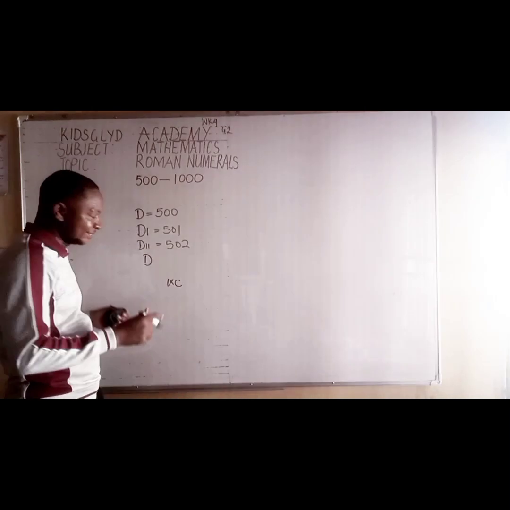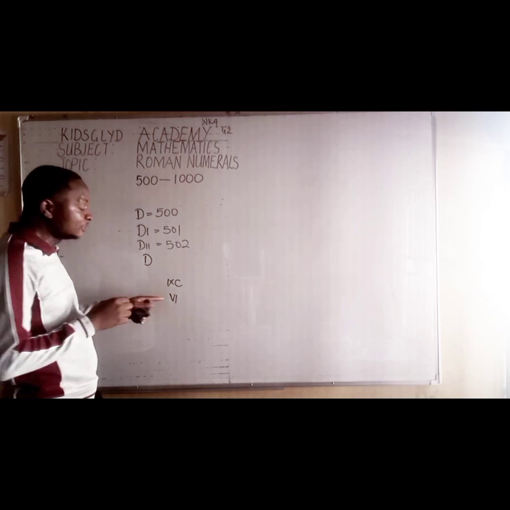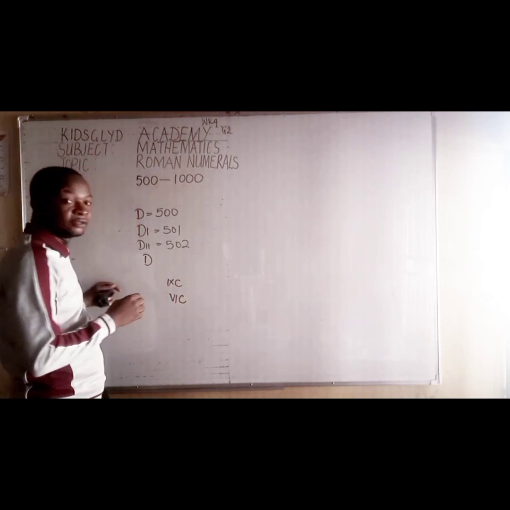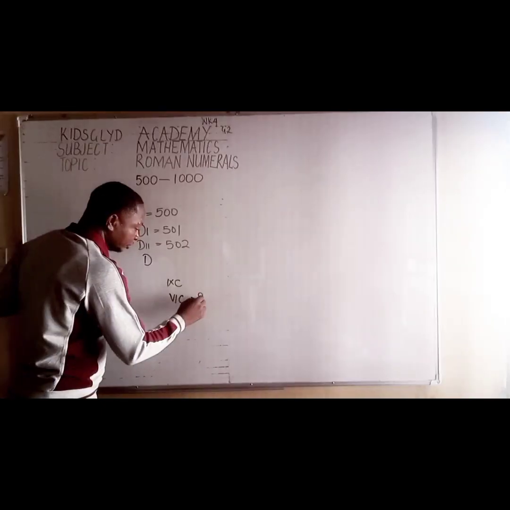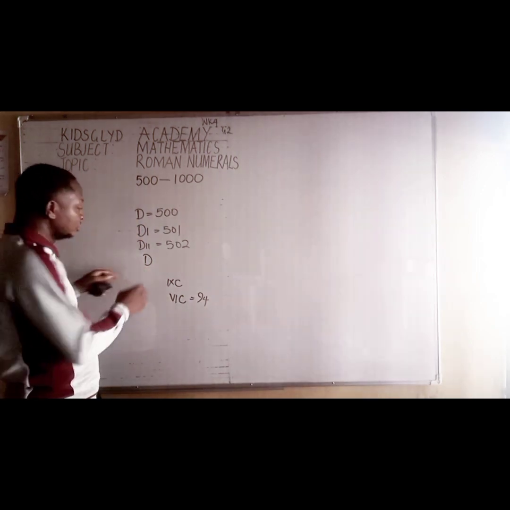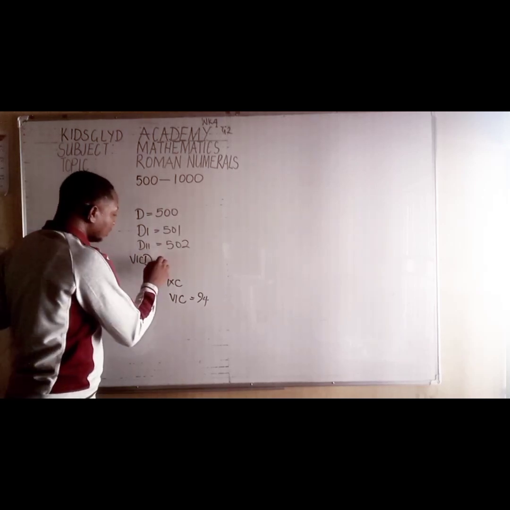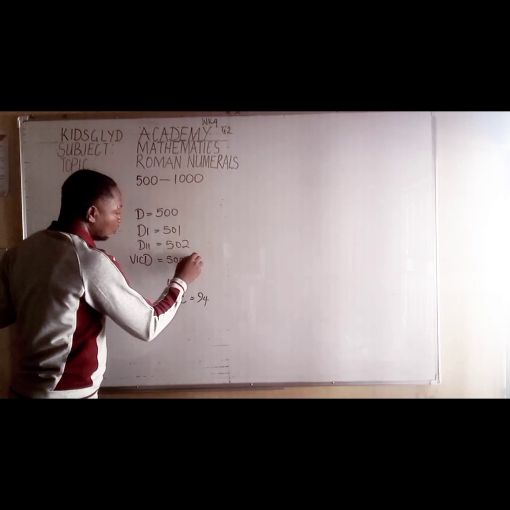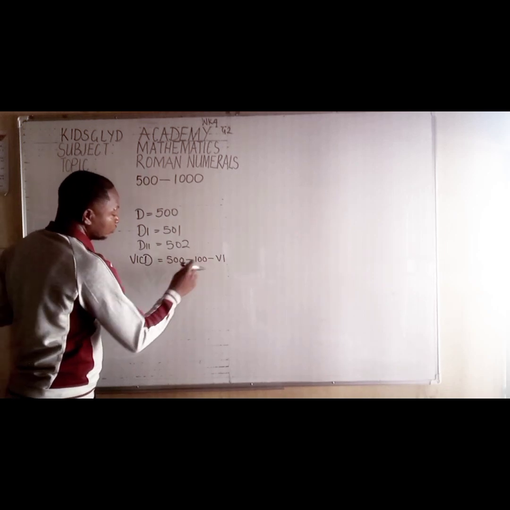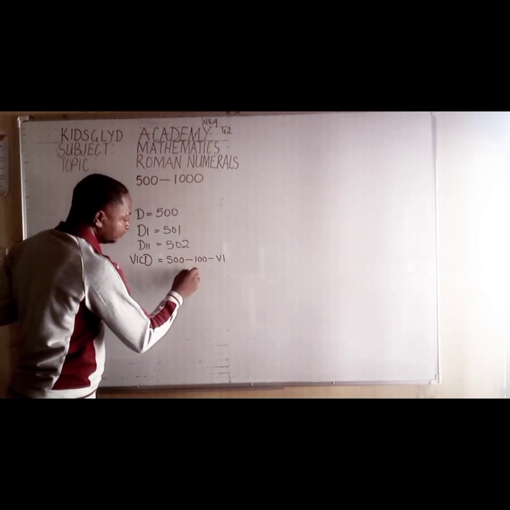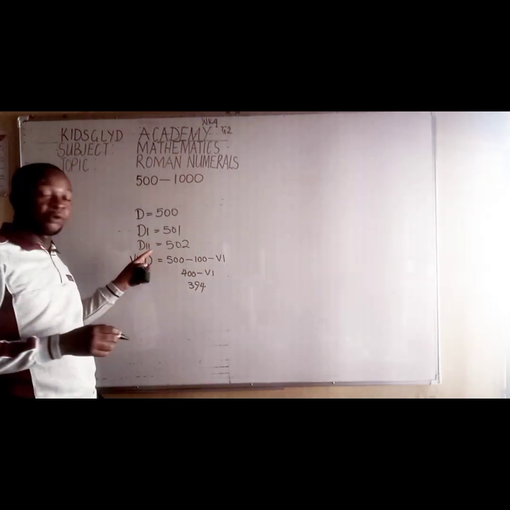Now, what is 6? 6 is VI. And this VI, if it comes before 100, that means we are removing 6 from 100, which will give us 94. That means, since this is D, we'll say VIC before D. So that we are saying 500 minus 100 minus 6, which will give us 500 minus 100 is what? 400. Then minus 6 again, it will give us 394. That is the method we're going to apply here.